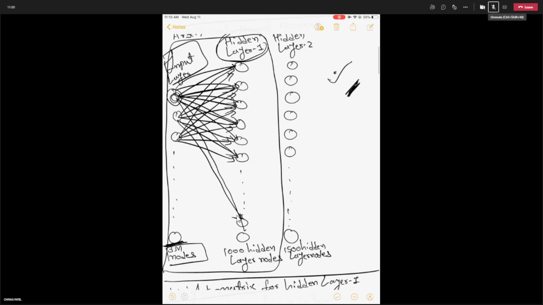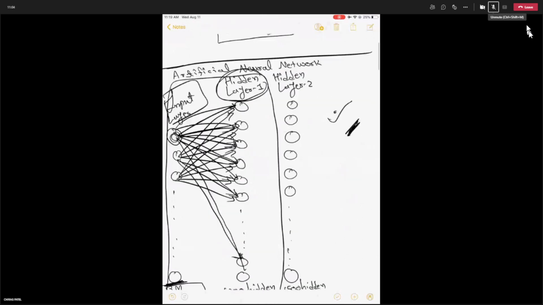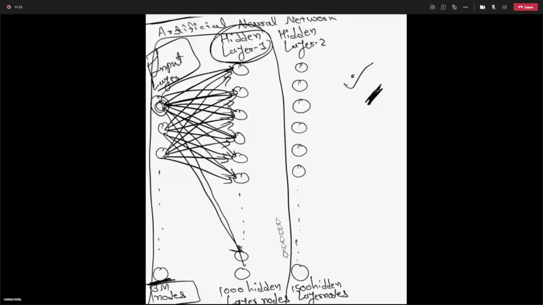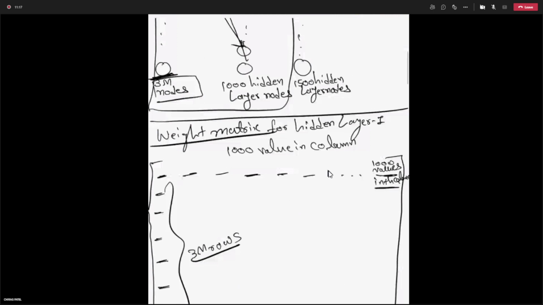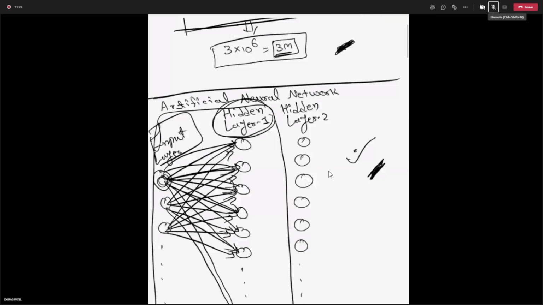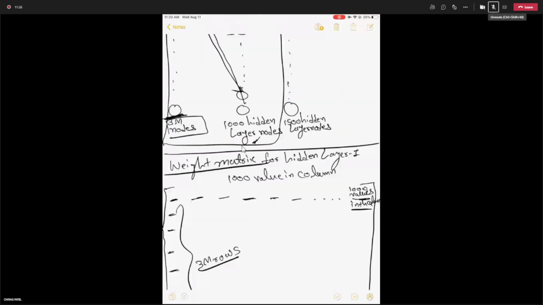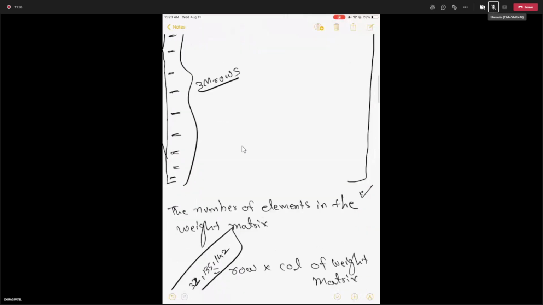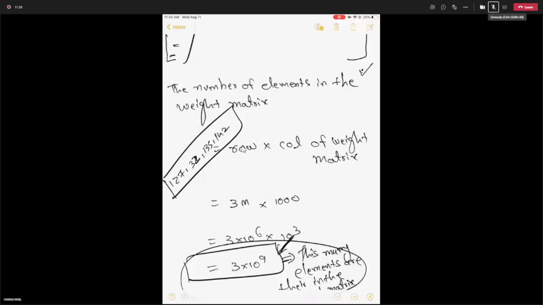Okay, I have started the recording. With these 3 million parameters, if I want to design my neural network, I have 3 million input nodes, and in the first hidden layer I take 1000 hidden nodes, and in the second hidden layer 1500 hidden nodes. If I want to design my weight matrix for hidden layer 1, it has 1000 columns because we have 1000 hidden layer nodes, and my input is 3 million, so my rows are 3 million. So that means 3 into 10 raised to 9 weight values. These weight values I need to update. Assume that this is a very big number.